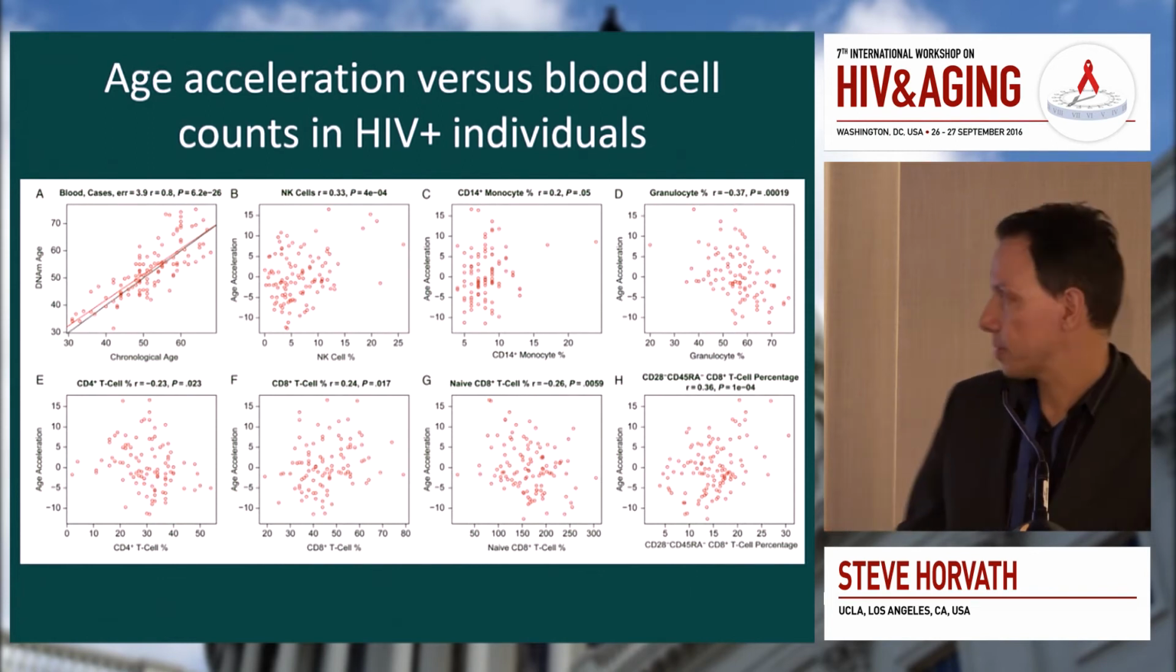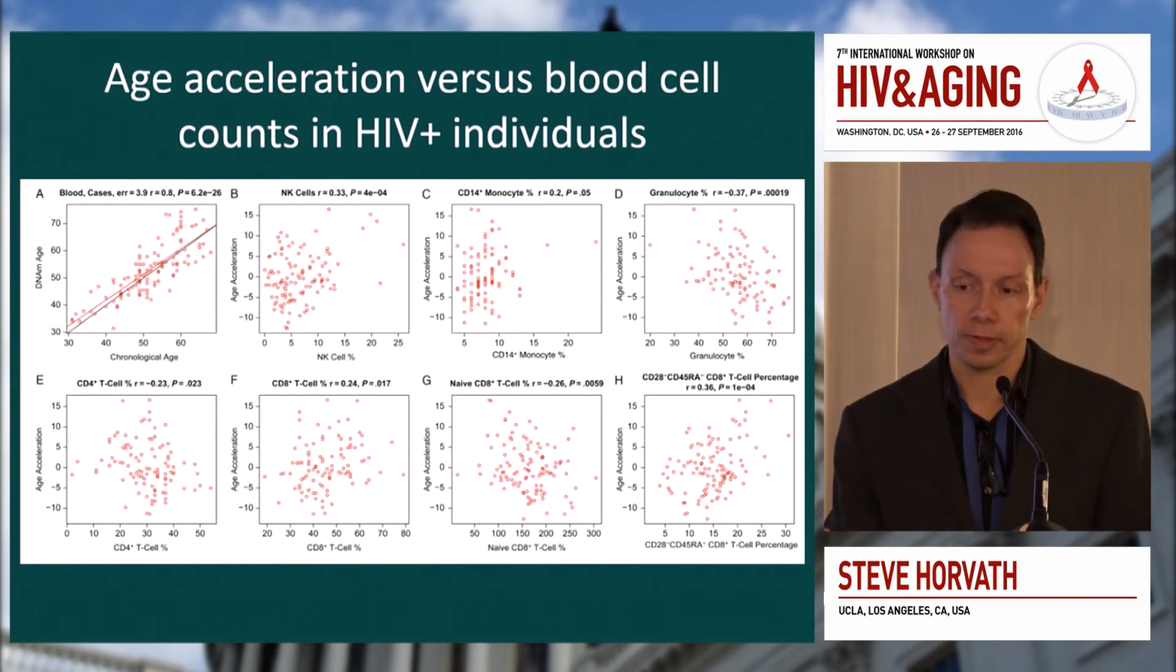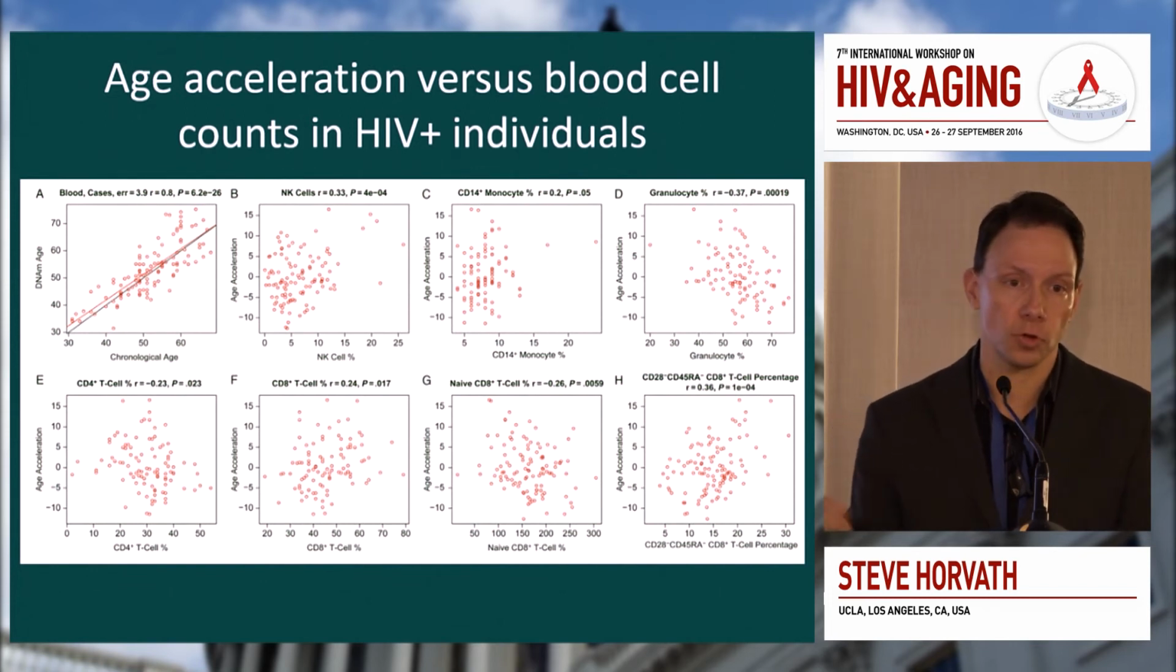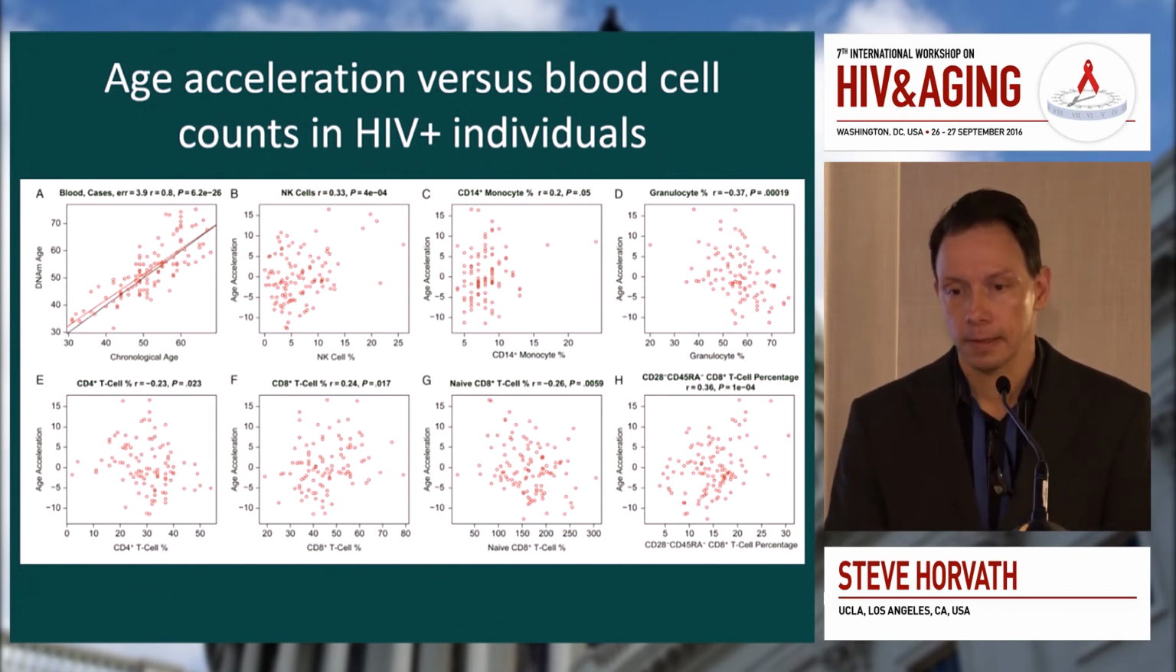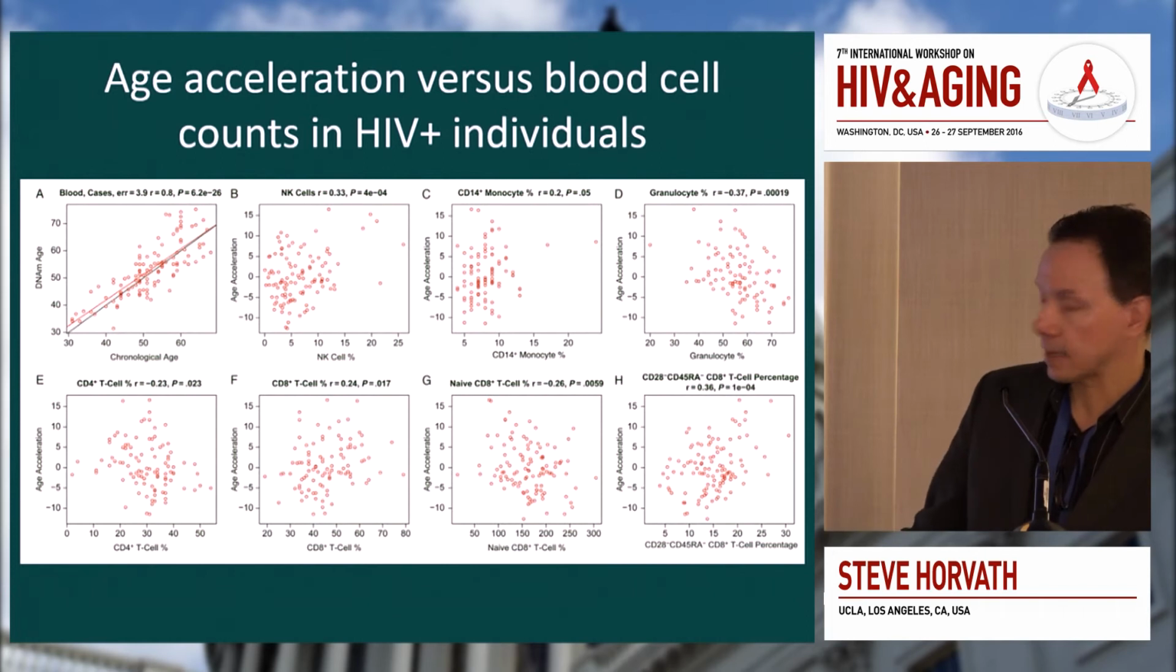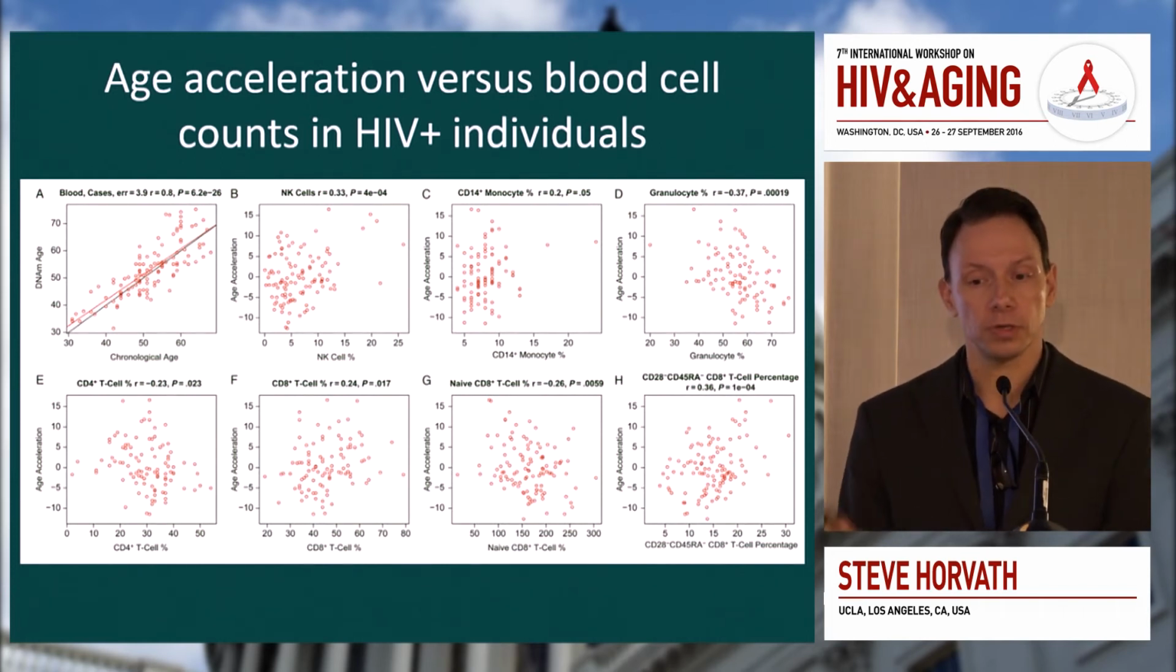So for example, there is a negative correlation with the abundance of granulocytes. There's a negative correlation with the abundance of CD4 T cells. There's a stronger association with the abundance of naive CD8 T cells and also with exhausted or senescent T cells. And all of these results were obtained in HIV-positive subjects.